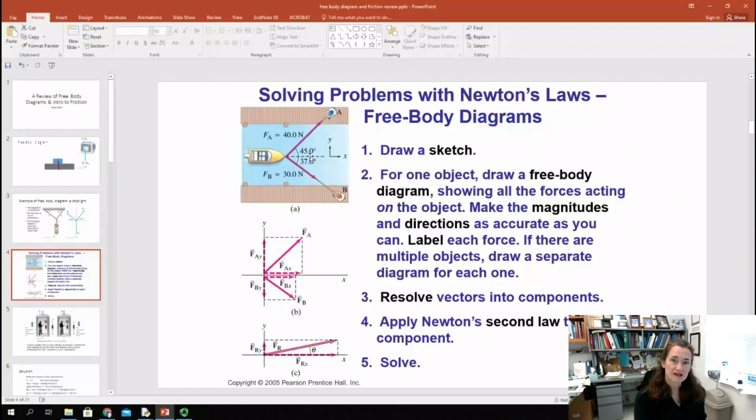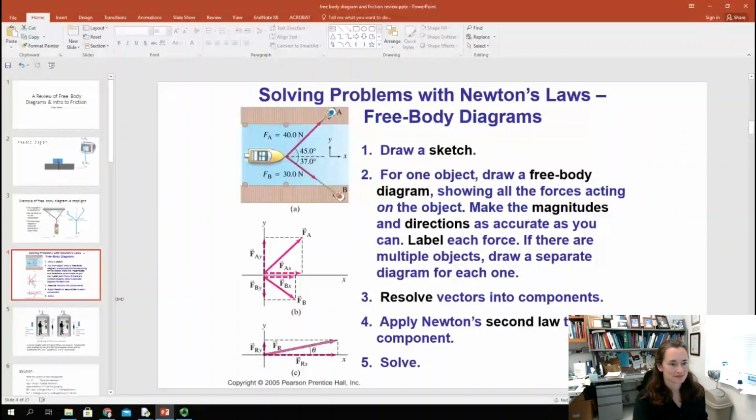Then once you've got that done, you have a system of equations that you can use to then solve the problem for the acceleration, or if the acceleration is given, maybe it's asking you for the magnitude of one of the forces, or the mass. And like I said, each problem will have its own little quirks to it, so it's just depending on what you need to solve for in that problem.